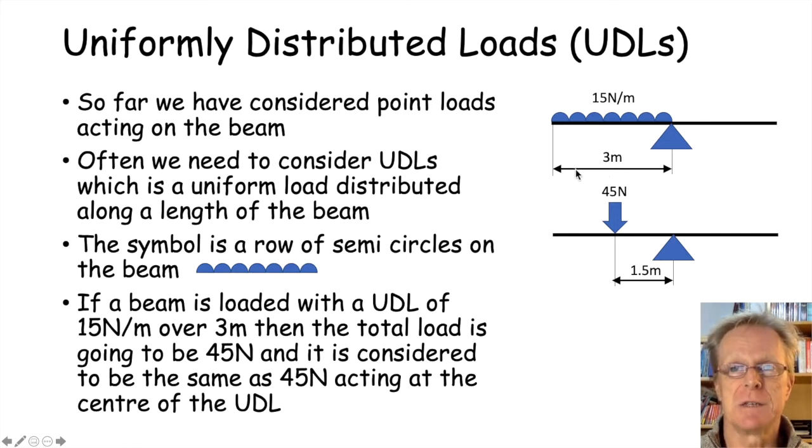In this case, the UDL is spread over 3 metres. Therefore, we consider it the same as 45 newtons acting 1.5 metres away from the pivot. And that's all you need to do with UDLs. Convert them into a single point load with the point of the load acting about the centre line of the UDL and treat it as a point load.